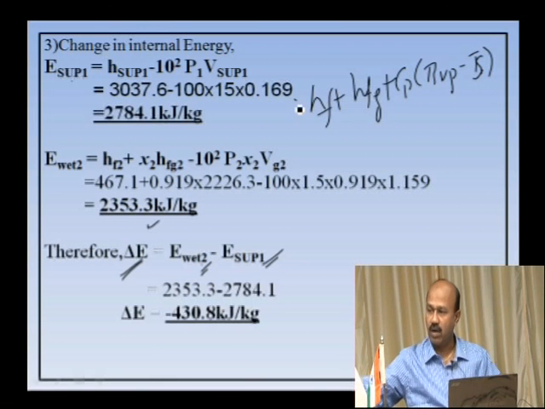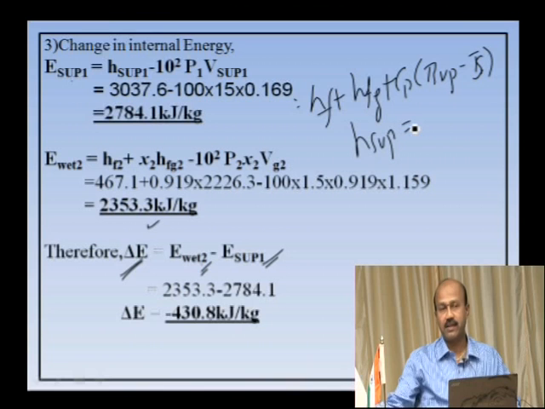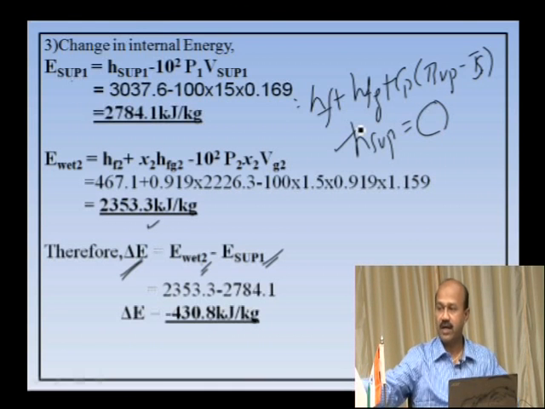This you can use, or directly you can take the value of h_sup from the steam table. The third column in enthalpy, enthalpy of steam, you can take directly from the steam table for superheated steam, right. So I have taken 3037.6 from the steam table directly. After that 10^2 P1 v_sup1, you will get around 2784.1 kilojoules per kg of internal energy.